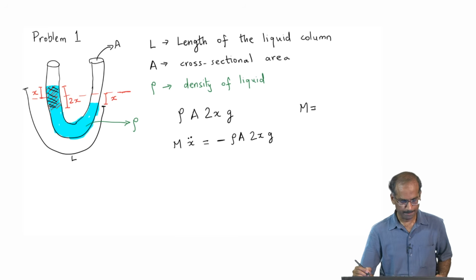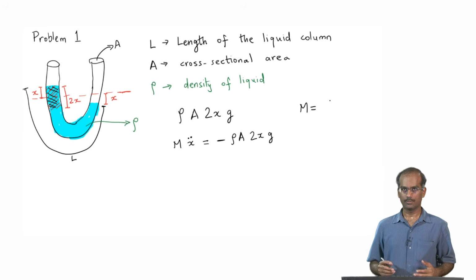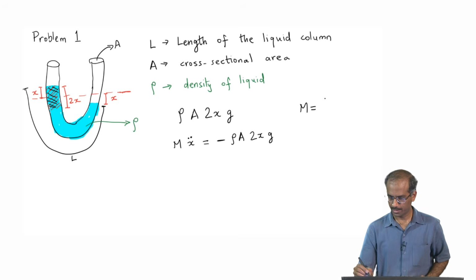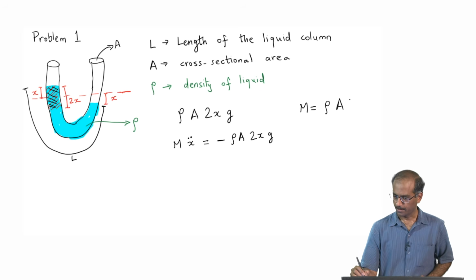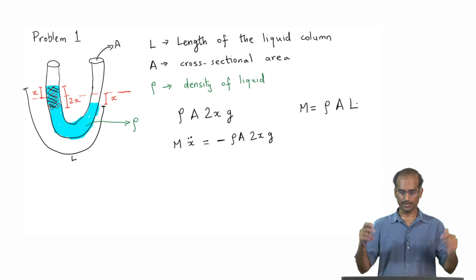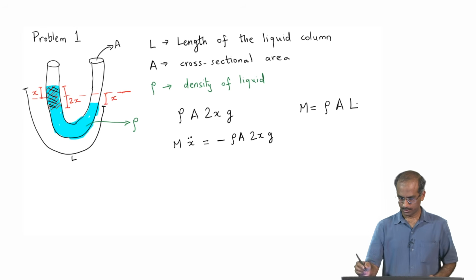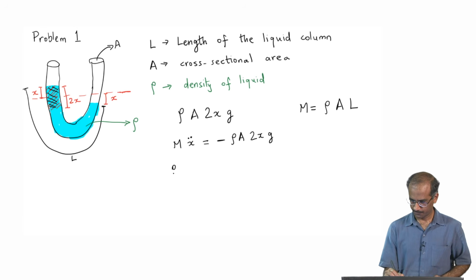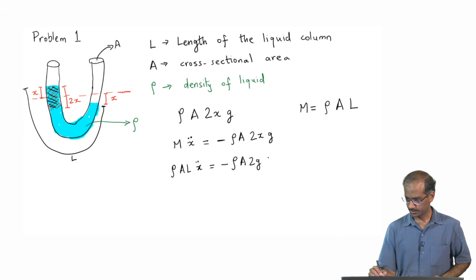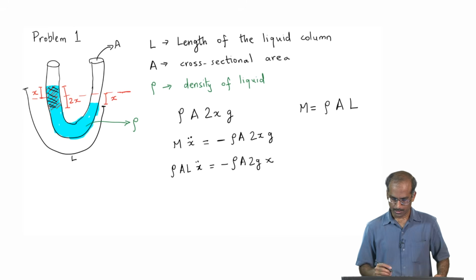So, the mass of the entire liquid that we have here would be again rho, which is the density, multiplied by the area of cross section, multiplied by the total length of the liquid column. So, if I substitute here, I have rho into A into L into x double dot is equal to minus rho A 2 g into x.